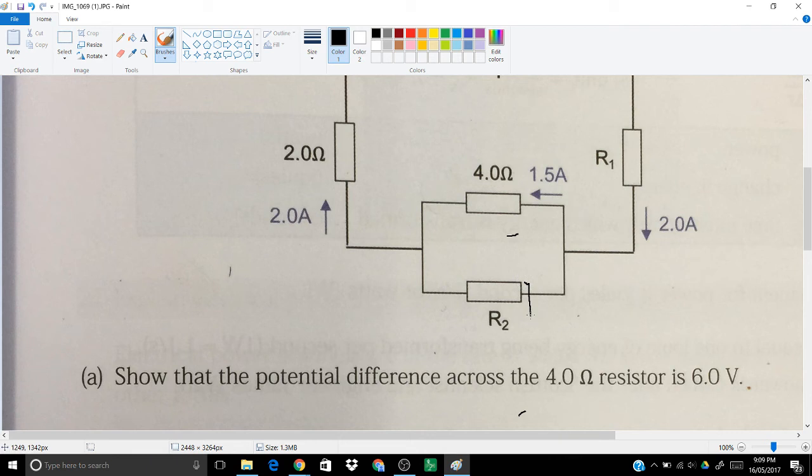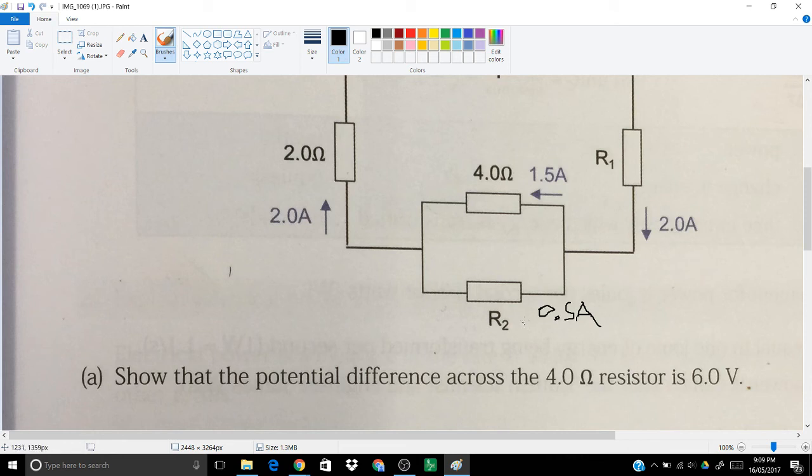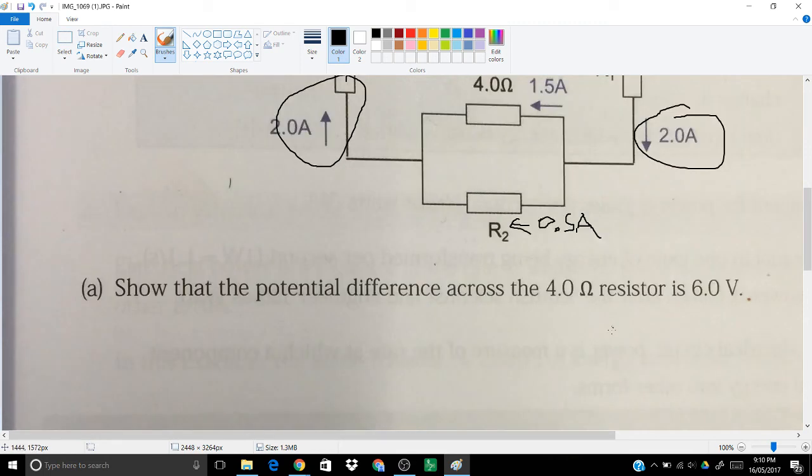Sorry, my trackpad's not working, so I'm just going to write it here. You've got 0.5 amperes, because we've got 2 amperes there and 2 amperes there. 2 amperes is feeding in, 2 amperes is coming out. That's correct in series. And then if you have 1.5 here, then this must be 0.5 ampere of current going through that one.